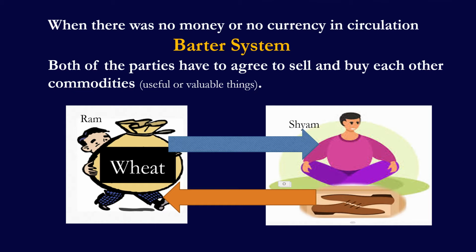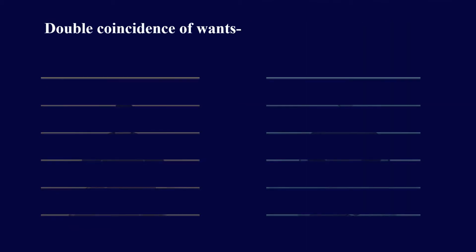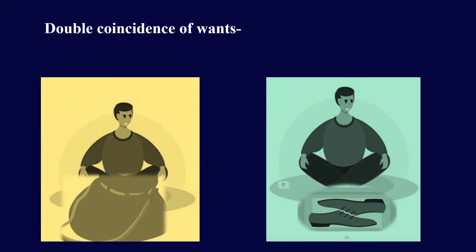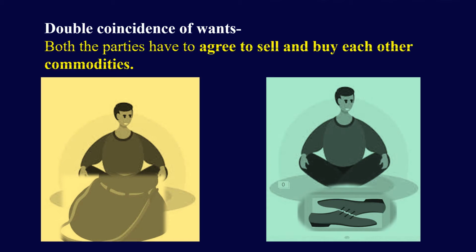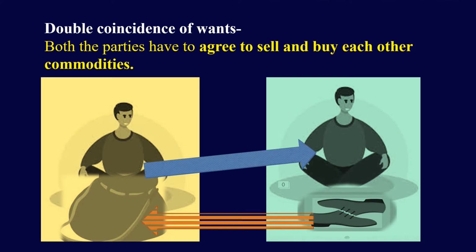Thus, basically, the barter system is based on the double coincidence of wants. What is double coincidence of wants? The double coincidence of wants means both persons' wants should match each other. Both the parties have to agree to sell and buy each other's commodities or products. What a person wants to sell, another person should purchase, and what another person is selling, this person should buy. This situation is known as double coincidence of wants.